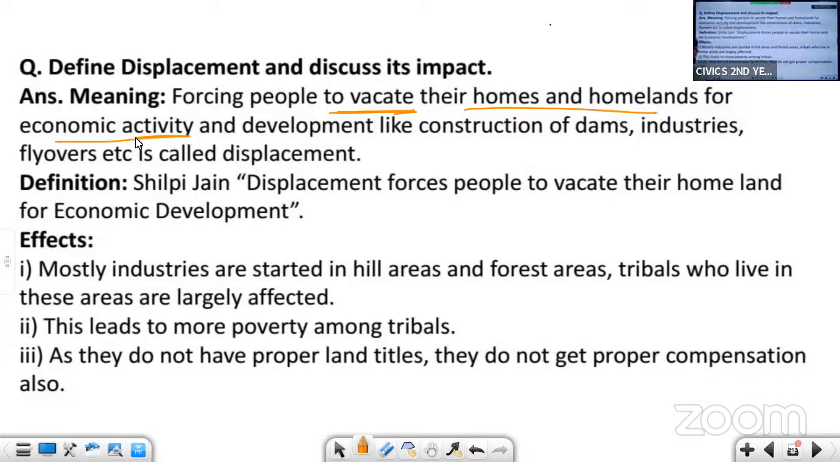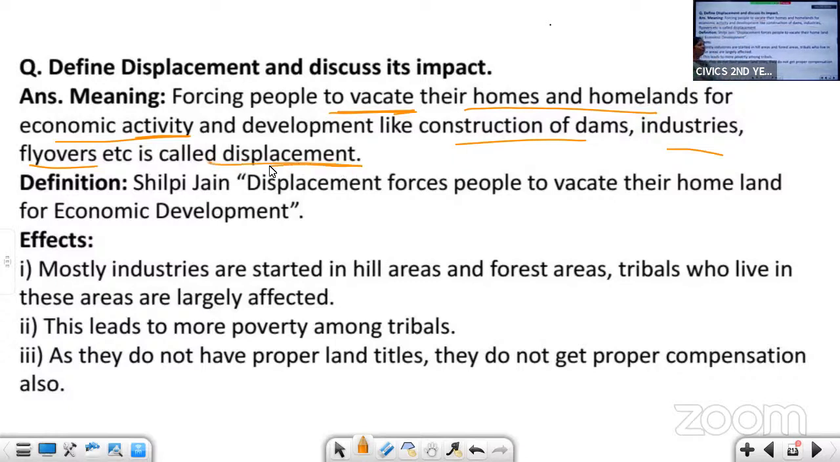and development. Road widening is also development. So in the name of development, when people are forced to leave their homes and homelands, that is called displacement. For the construction of dams, industries, flyovers, widening of the roads, when people are being shifted from one place to another, when people are forced to leave their homes and homelands, it is called displacement.